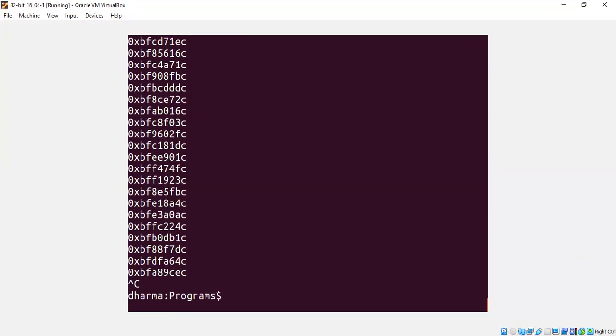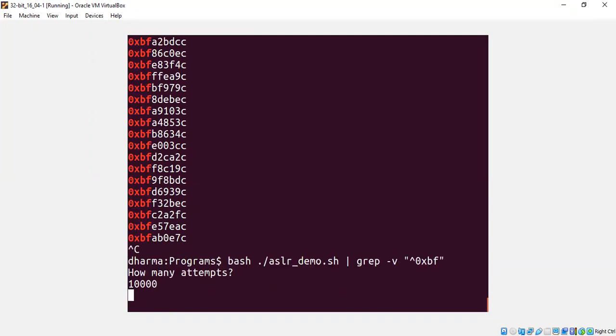Let's do one more thing now. Let's send it to grep. It's running the program 10,000 times, trying to print the address for each. And you can see there was no address that is not starting with BF. This is the meaning of not: with the minus v, you are excluding the lines that match the pattern. That's the first observation.